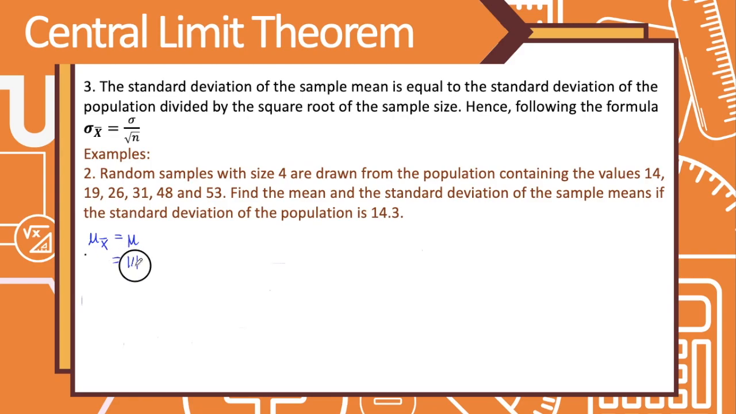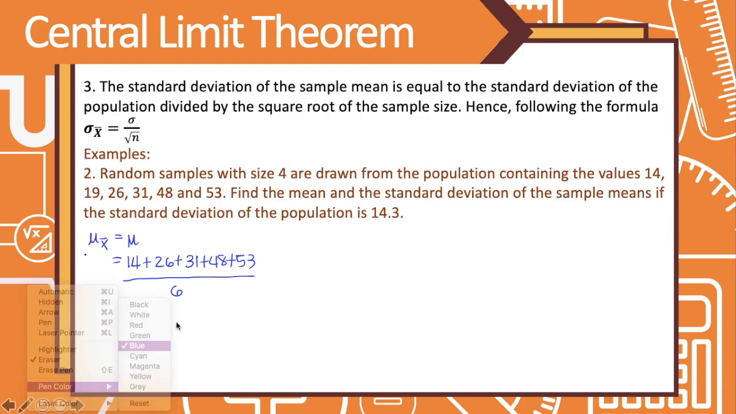So that will be 14 plus 19 plus 26 plus 31 plus 48 plus 53 divided by the number of elements in the population. So that's 1, 2, 3, 4, 5, 6. So divided by 6. And this is approximately equal to 31.83. So the mean of the sample mean is approximately equal to 31.83.